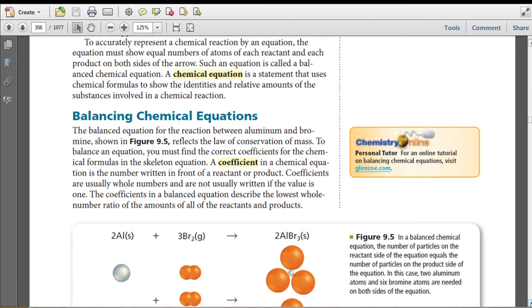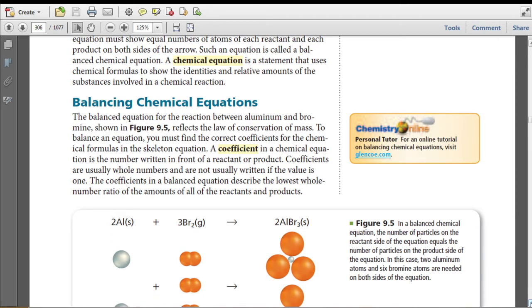The balanced equation for the reaction between aluminum and bromine is shown in Figure 9.5, and this reflects the law of conservation of mass. To balance an equation, you must find the correct coefficients for the chemical formulas in the skeleton equation. A coefficient in a chemical equation is the number written in front of a reactant or product. Coefficients are usually whole numbers and are not usually written in values of 1.